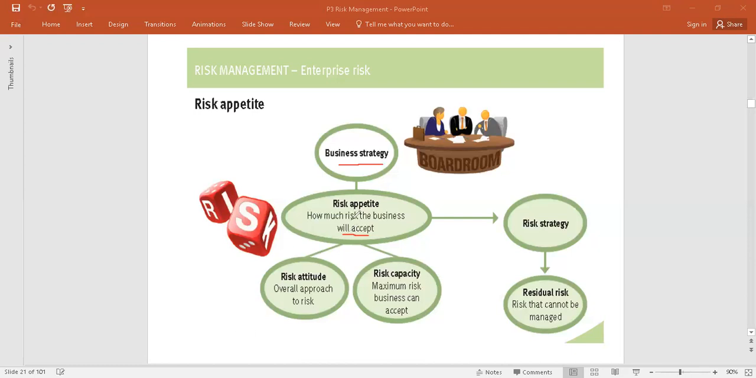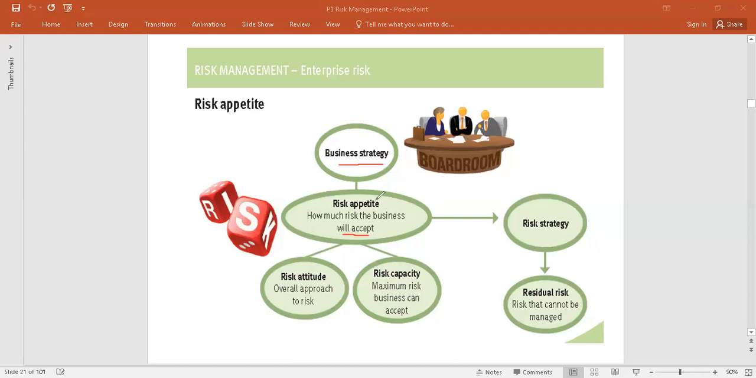So the risk appetite is based on risk attitude. What is their approach towards risk? Based on the attitude, we would look into what the risk responses are and what the risk capacity is. To what maximum extent can they bear the risk? The maximum risk a business can accept. So the strategy has to take into consideration what risk appetite they have, what their attitude is, and what the risk capacity is. We will talk about attitudes.